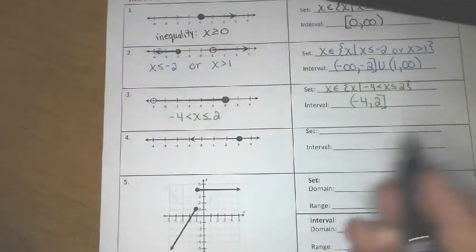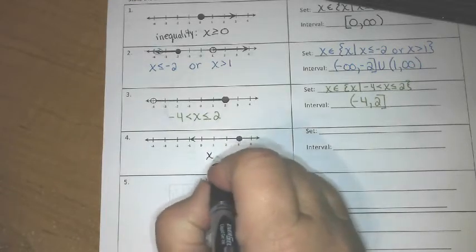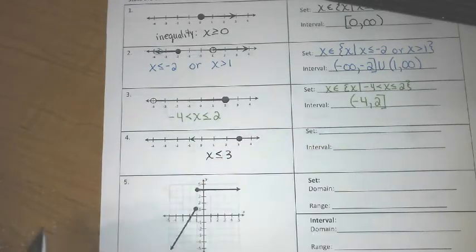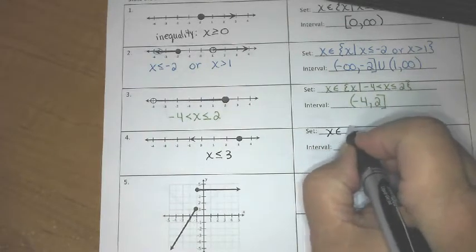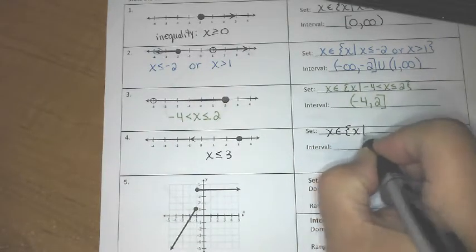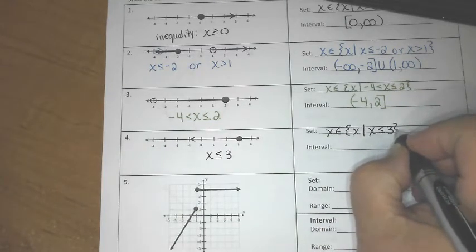All right, number 4, inequality. Everything smaller than or equal to 3. There you go. Set: x is a member of the set of all x's such that x is less than or equal to 3. Close your set.